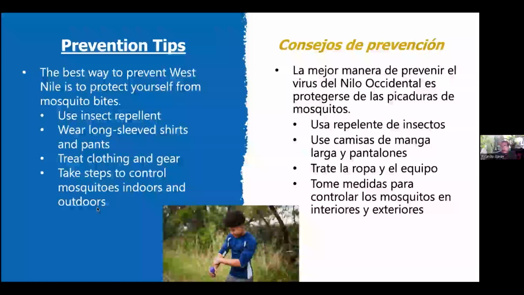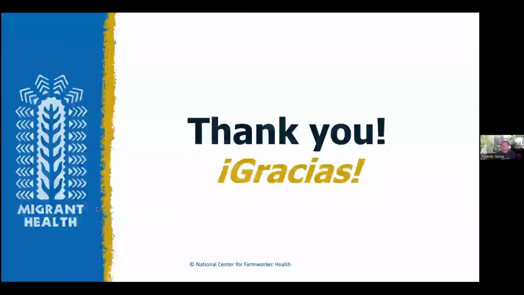mosquito-borne diseases. And the prevention tips are important because a single mosquito can cause a lot of trouble. The best way to prevent West Nile is to protect yourself from mosquito bites using insect repellent and wearing long sleeve shirts and pants. I live in Texas, and this is something we have to do constantly. Wear long sleeve shirts and pants, even though the heat index is high, because it can help avoid some mosquito bites. Also, if we're going to spend a lot of time outdoors, treat clothing and gear, and take steps to control mosquitoes indoors and outdoors in places that have water accumulation, not running water, which is where they can grow and therefore bite us.